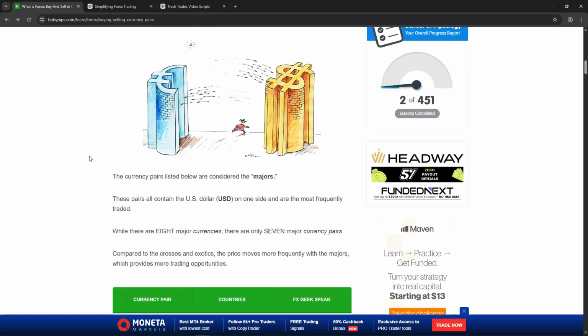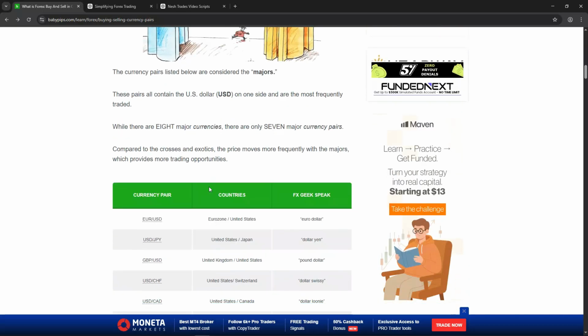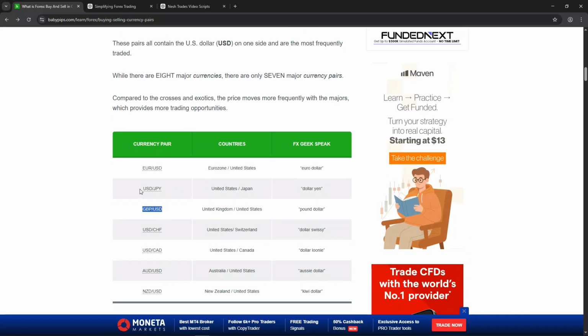Alright, now let's talk about major currency pairs. These are the most traded currency pairs in the Forex market, and they all include US dollar on one side. Some common examples are Euro USD, GBP USD, and USD JPY.